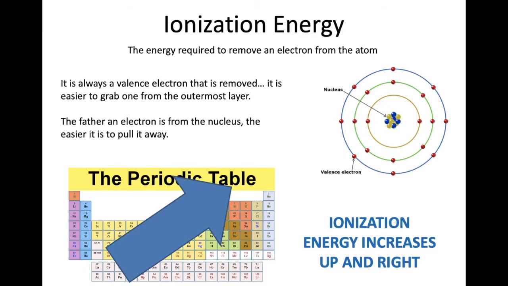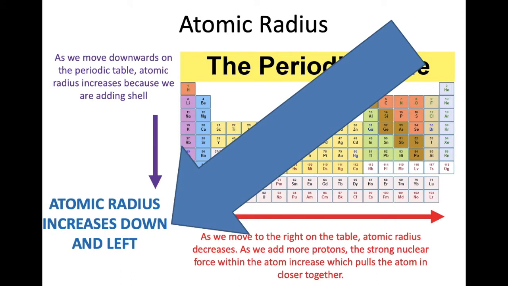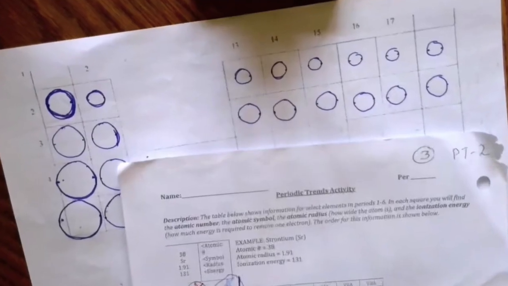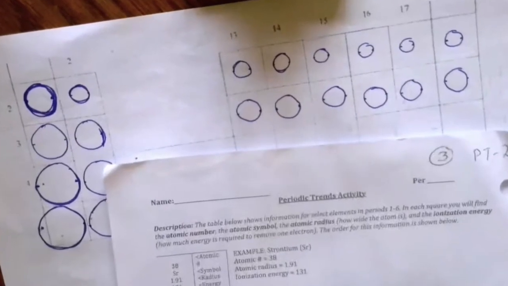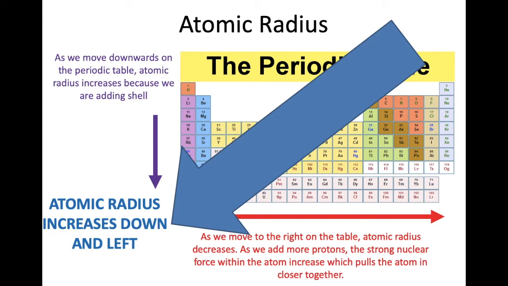For the atomic radius, we were able to map out using rulers and centimeters a general model of the radius of about the first 15 elements on the periodic table. What we saw is that as we move down on the periodic table, atomic radius increases, and as you're moving to the left of the periodic table, you're also seeing an increase in atomic radius. So our general trend here is atomic radius increases down and to the left.